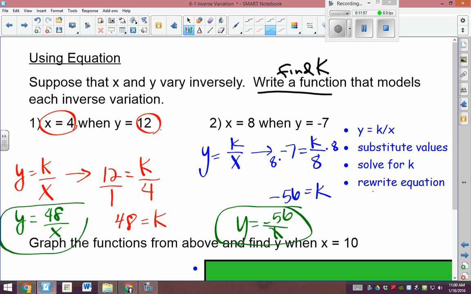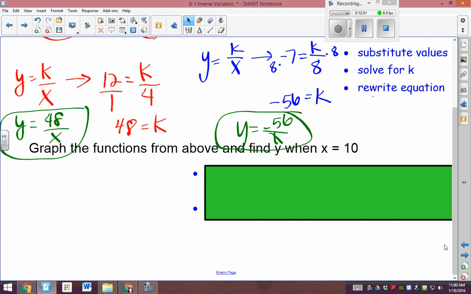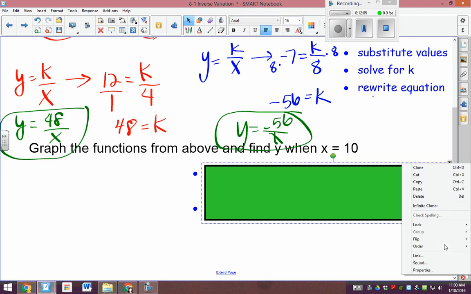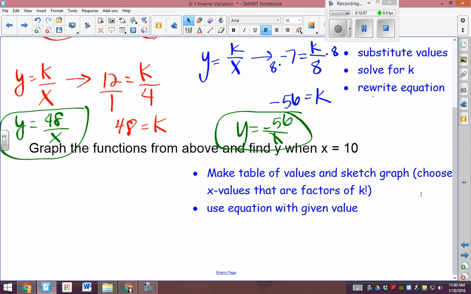Good job. Part 2 says graph the functions from above and find y when x equals 10. For the graphing, we're just going to use a table of values and sketch the graph. You can help yourself out by choosing some x values that are factors of k. Let's do number 1 for time's sake and skip number 2. We're just going to do one example.